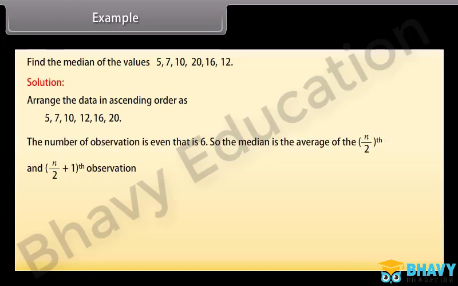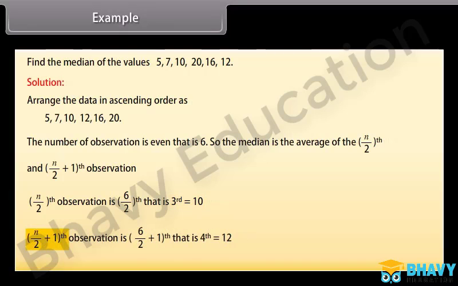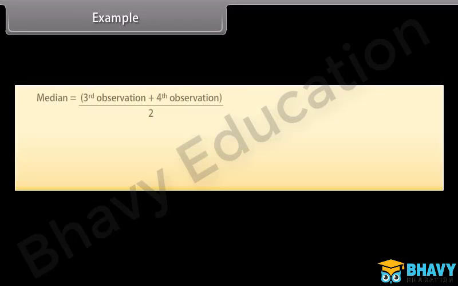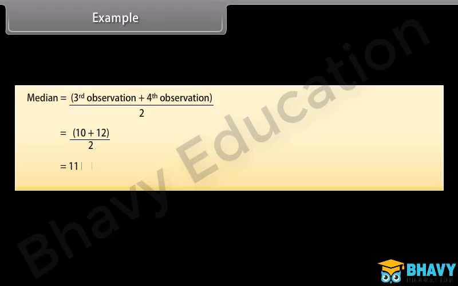So, the median is the average of the n by 2th and n by 2 plus 1th observation. The n by 2th observation is 6 by 2th, that is, third, equals 10. The n by 2 plus 1th observation is 6 by 2 plus 1th, that is, fourth, equals 12. Median is equal to (third observation plus fourth observation) by 2, which equals (10 plus 12) by 2 equals 11.